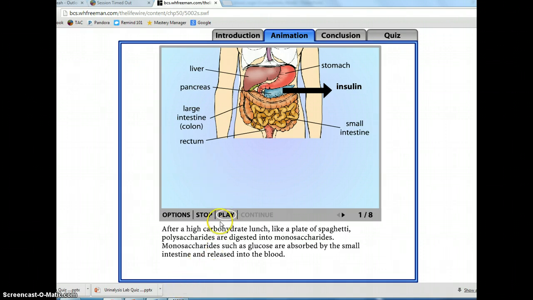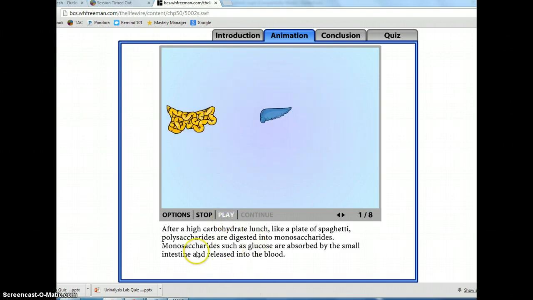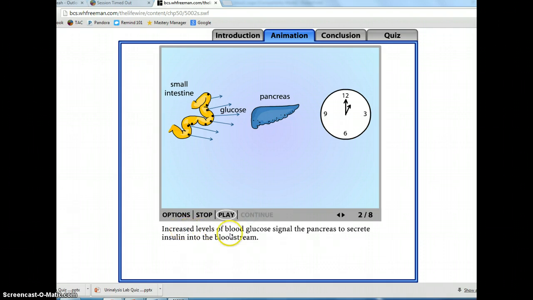after a high carbohydrate lunch, like a plate of spaghetti, polysaccharides are digested into monosaccharides. Monosaccharides, such as glucose, are absorbed by the small intestine and released into the blood. So let's see this little animation. Okay, so here's glucose that you are absorbing. The pancreas will take note of this based on your blood glucose level. Increased levels of blood glucose signal the pancreas to secrete insulin into the bloodstream. So here your blood glucose level rises, so that signals your pancreas to release insulin.